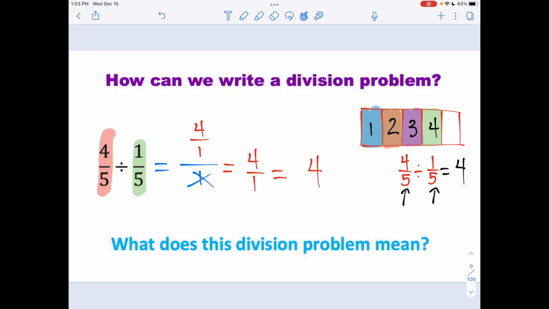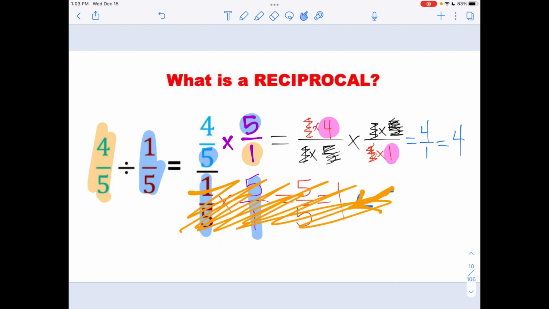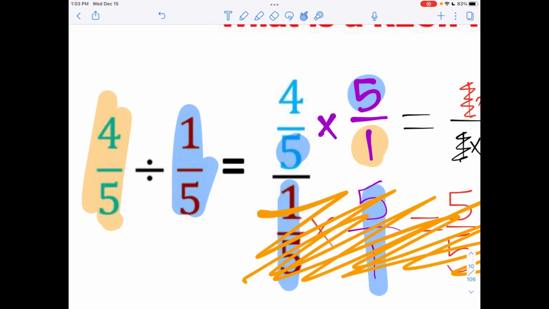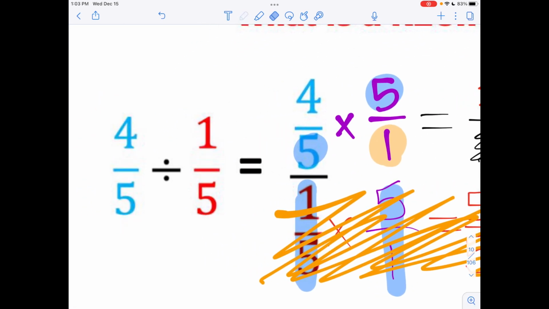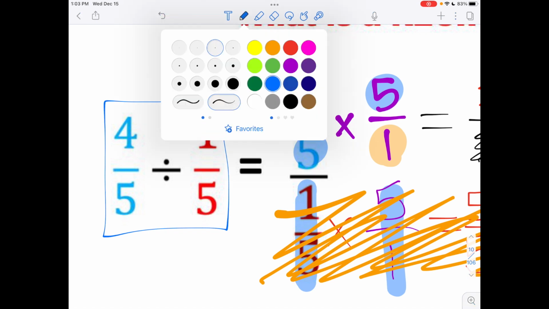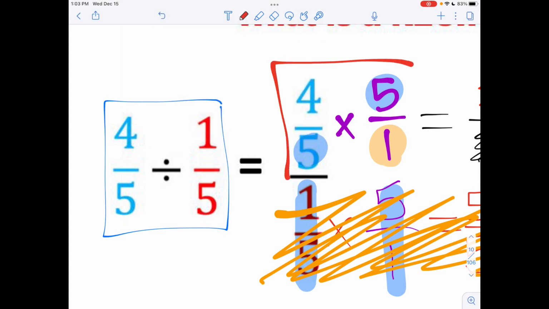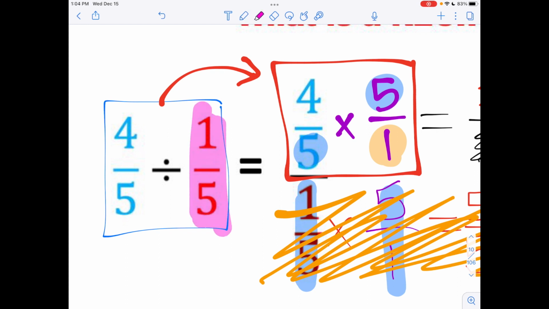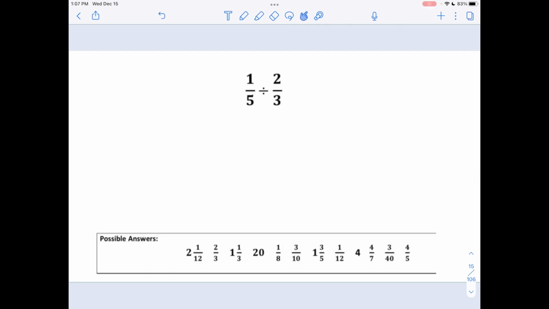So this is a second way to do a division problem. We started with 4/5 divided by 1/5. The problem said up on the top, 4/5 times 5 wholes. So to change a division problem into a multiplication problem, we need to solve a division problem with multiplication, we also need to flip the second fraction. We need to flip 1/5 into its reciprocal, 5 wholes.